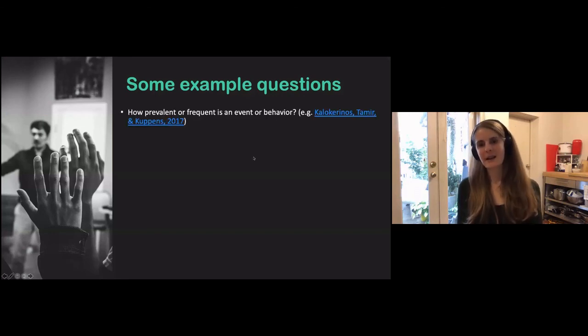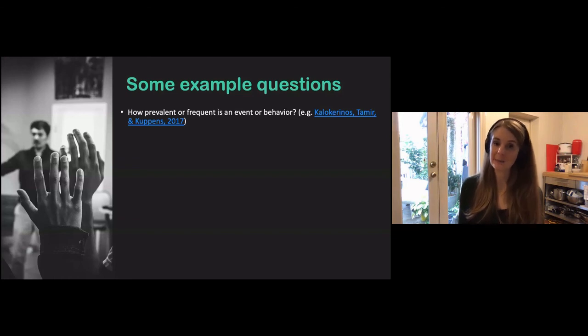So first up is how prevalent or frequent is an event or behavior? And I think this is a particularly suitable question for ESM. And it's also one that we often neglect as psychologists. So we might study something that we think is really interesting, but it's something that doesn't really occur in people's normal daily lives. And so this kind of question can help you get at whether the process you're studying is something that's meaningful to your participants.